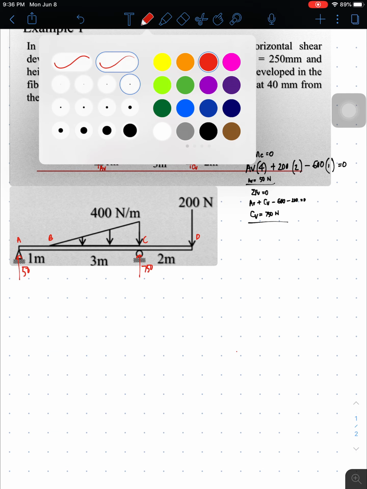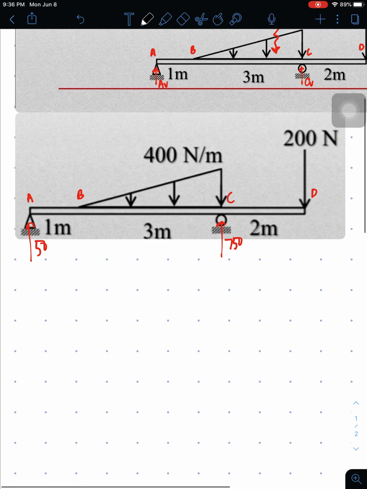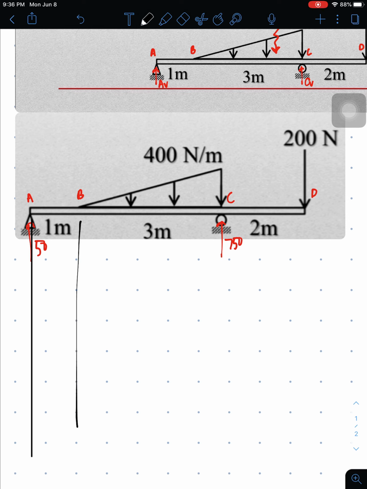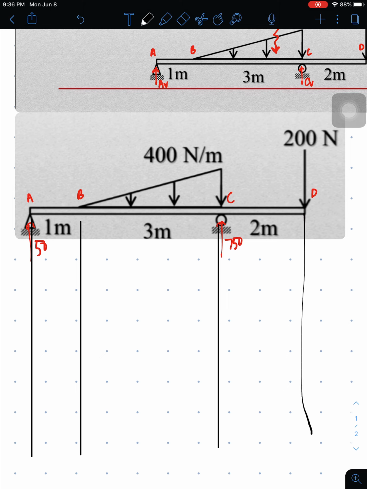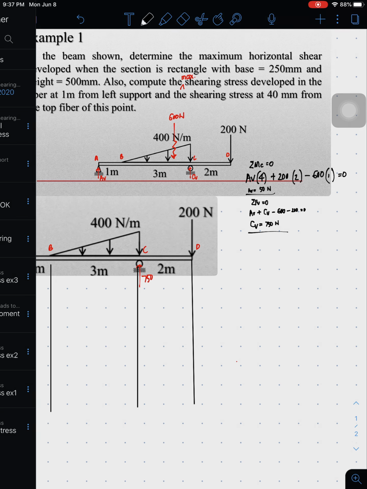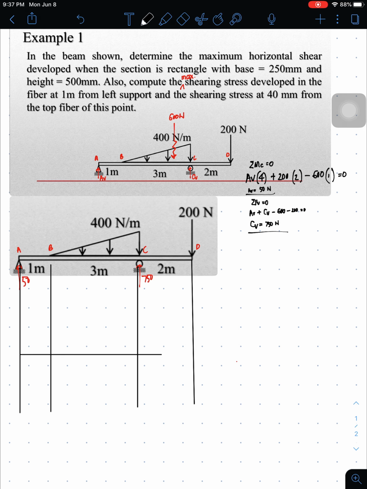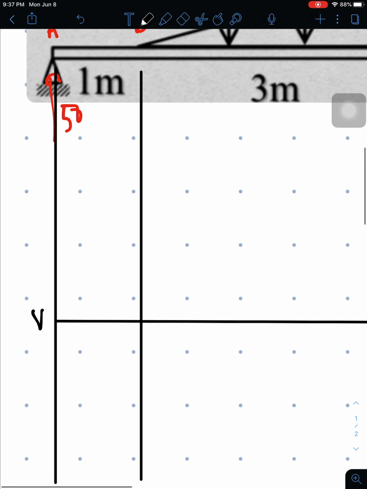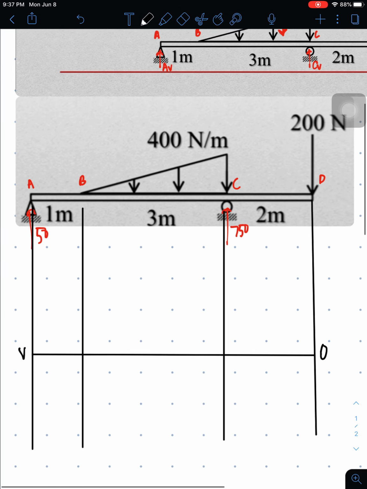Right, then I'll drop down a line. I don't need much line because we're only going until the shear diagram. Unlike for the moment diagram, where the line would be longer. Okay, right, and then the horizontal line. So this represents the zero shear line.